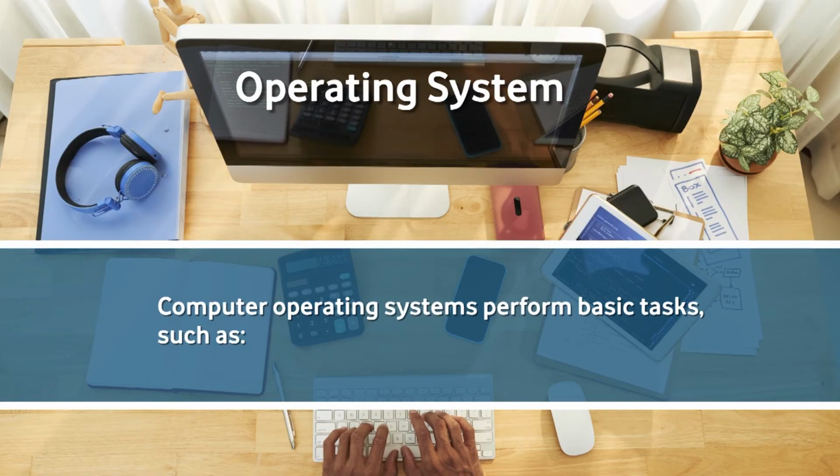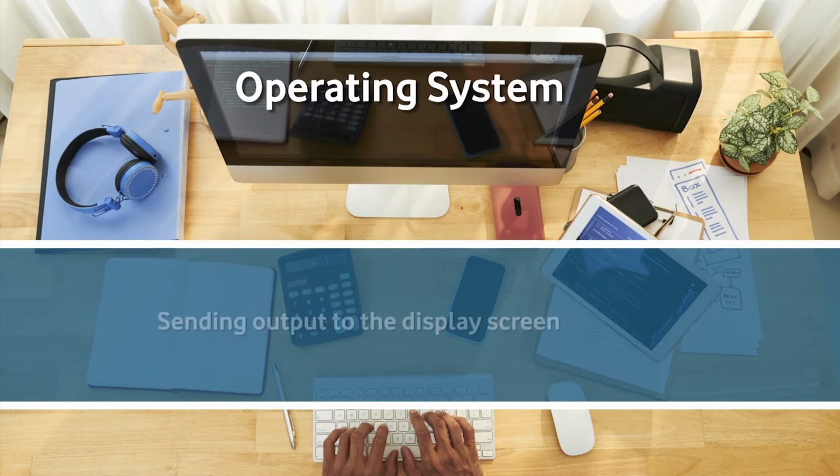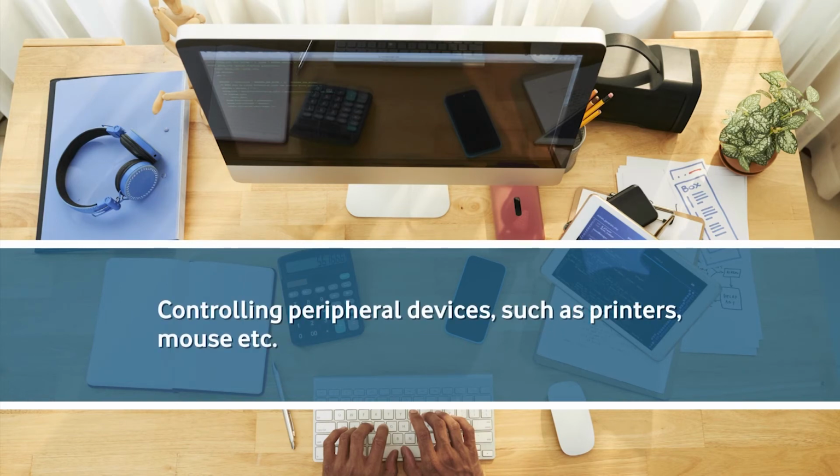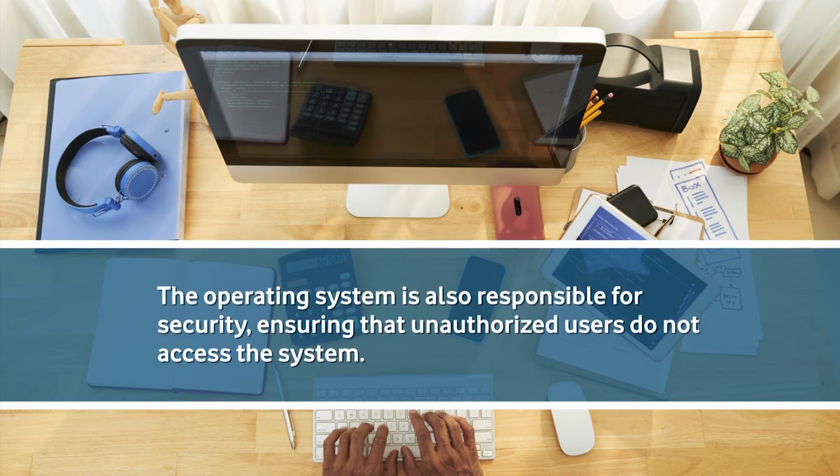So, a computer operating system basically performs some basic tasks. From your perspective you can list a few things, like recognizing input and output activities. If you are giving some input from your keyboard, it is recognized. Similarly, if you are seeing something on the screen or your desktop, that is coming from the operating system only.